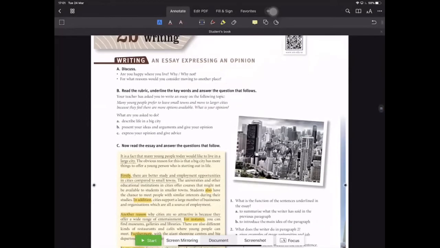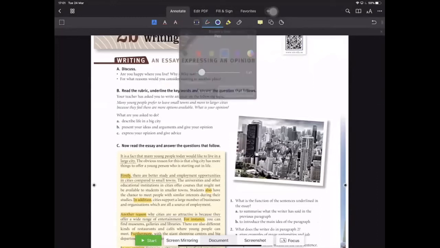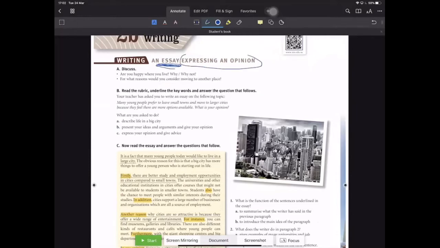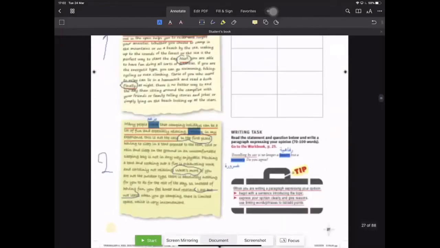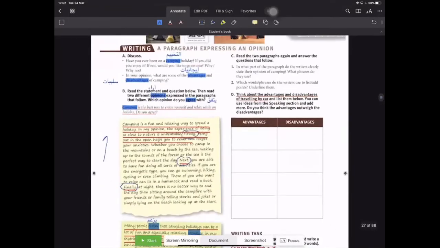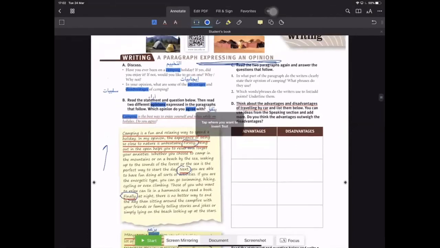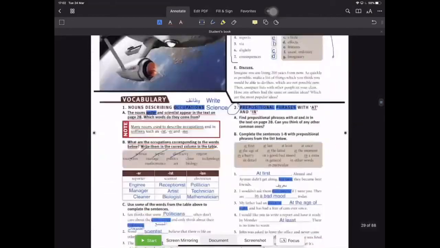طب هو يقول لك essay، ونحن تكلمنا من قبل عن موضوع expressing an opinion. تتذكروا شباب كان paragraph. هذا paragraph، لاحظوا نفس العنوان، paragraph expressing an opinion. نفس العنوان لكن هنا قال لك paragraph، بينما هنا قال لك essay.